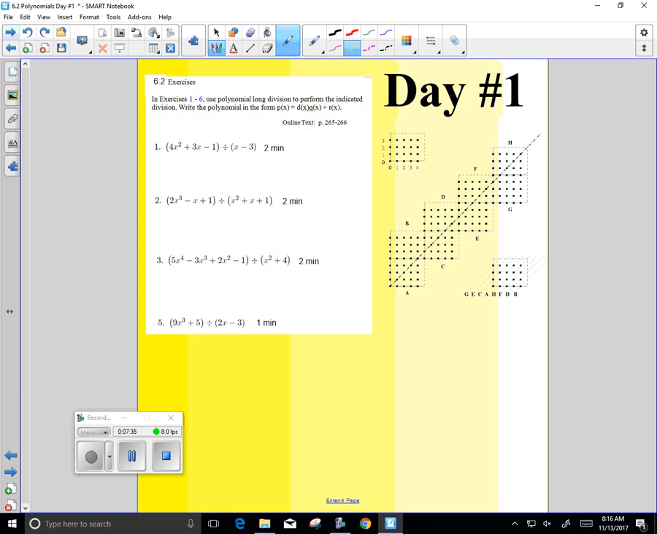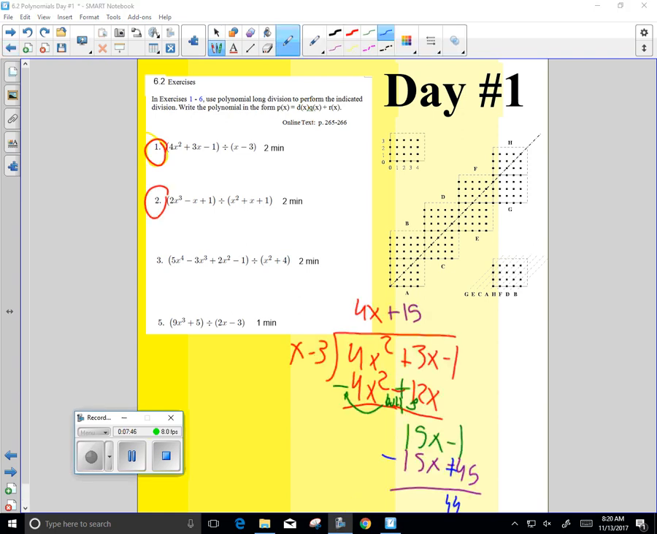All right, quickly go to day 1, and let's do numbers 1 and 2 right now with long division. This is a quick overview of number 1. We just did this one. We divided x minus 3 into this polynomial. So I took 4x times x, 4x squared, minus 12x, took the opposite, added, you get 15x, dropped the negative 1, and you'll get x times 15 for that.